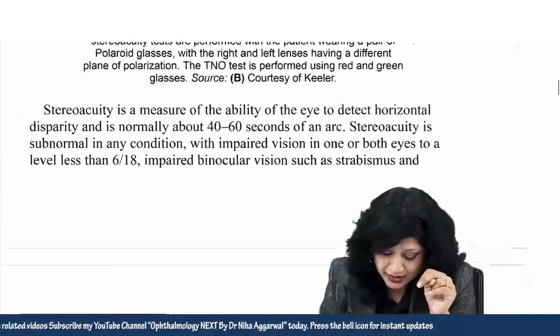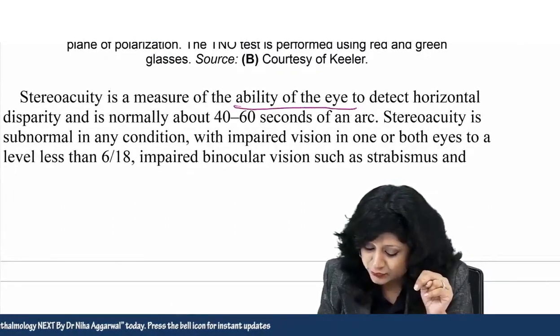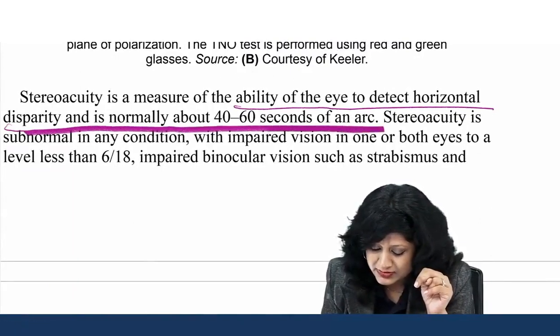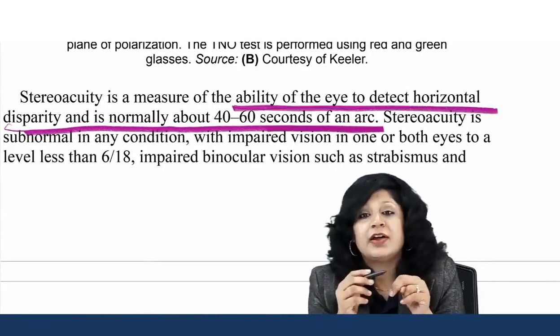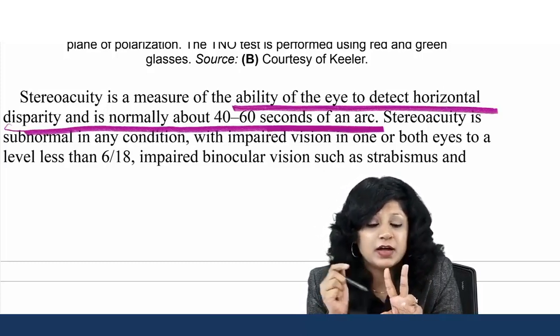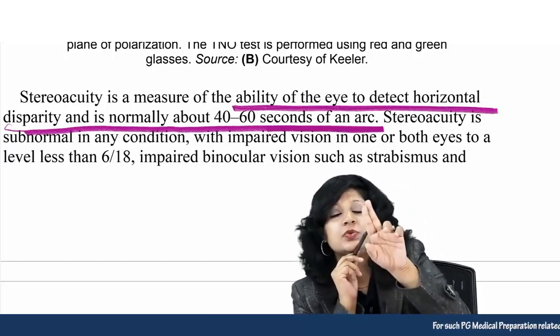Now, stereo acuity is a measure of the ability of the eye to detect horizontal disparity and is normally about 40 to 60 seconds of arc. So first of all, try to understand what stereo acuity is. Stereo acuity means when you are able to measure the horizontal disparity.